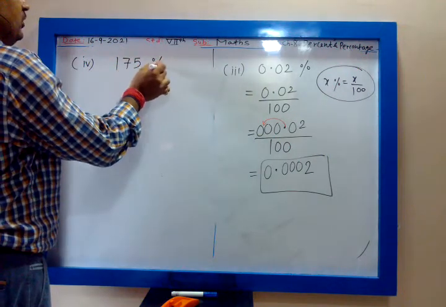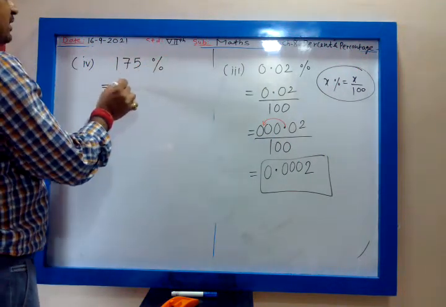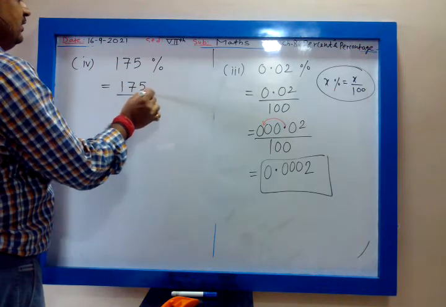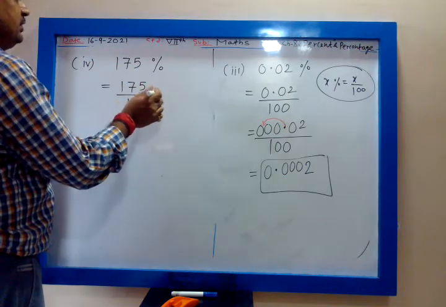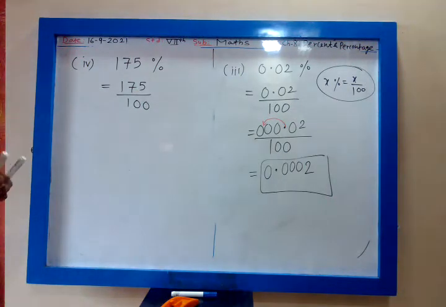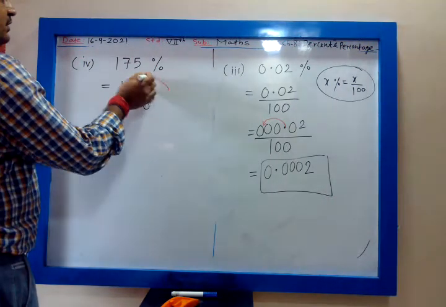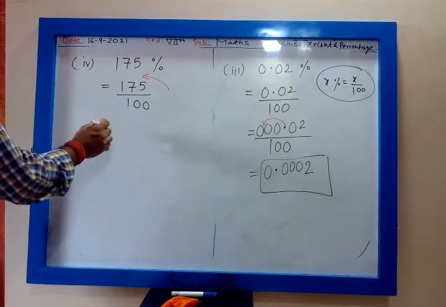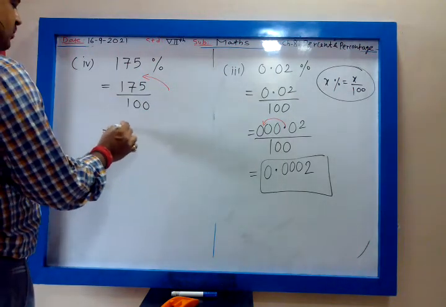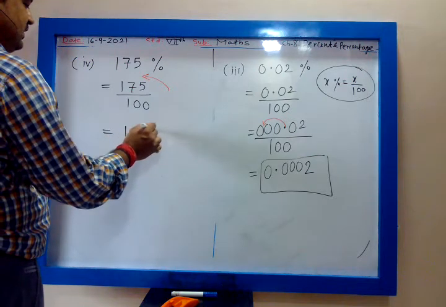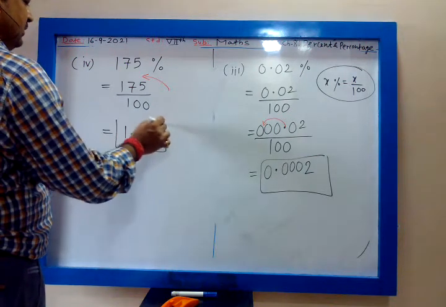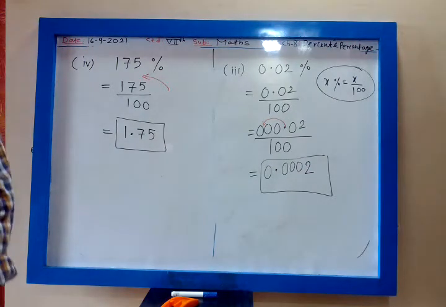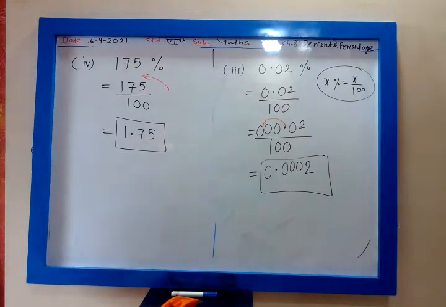175%. What do you mean by x percent? X upon 100. 175 upon 100. Correct? Now you have to shift the decimal from the right side. So what is that? 1.75. 1.75 is the answer. 175% means 1.75. Is it clear?